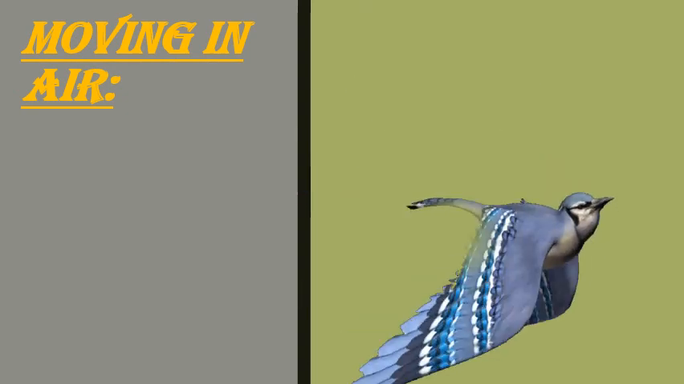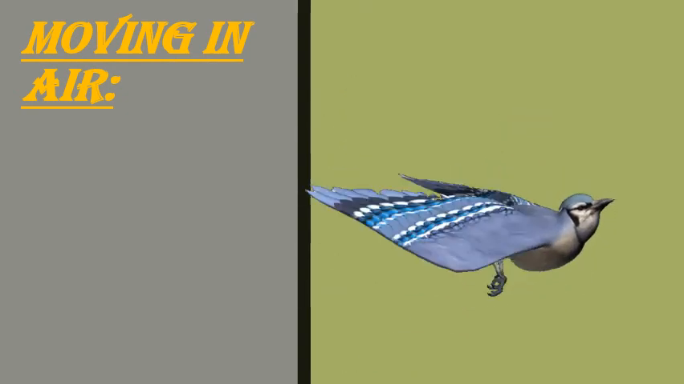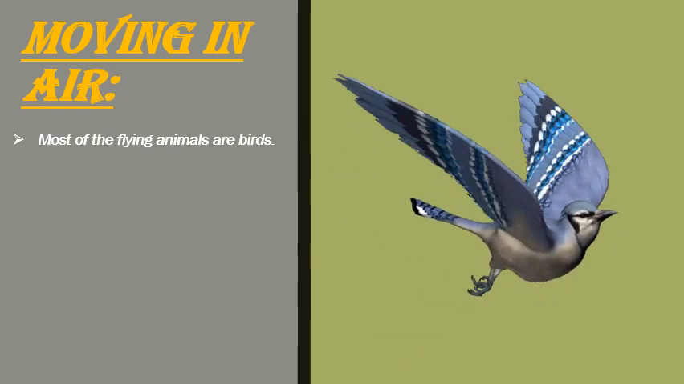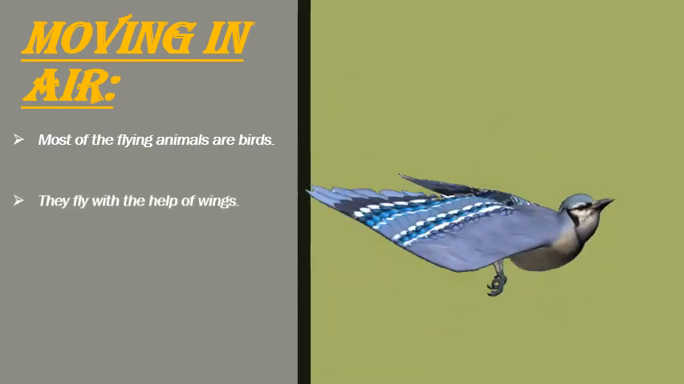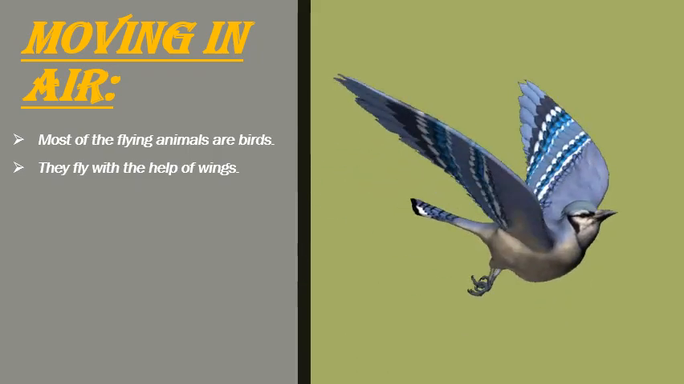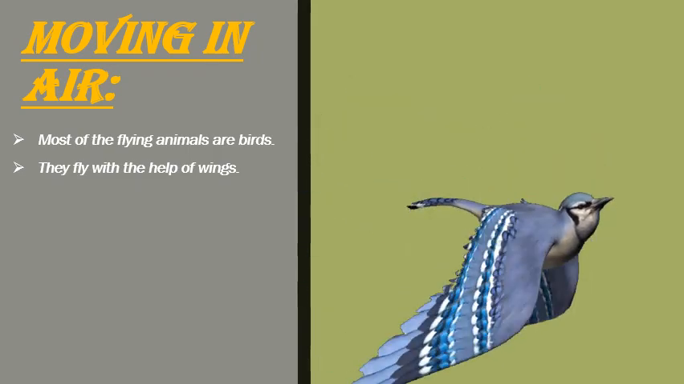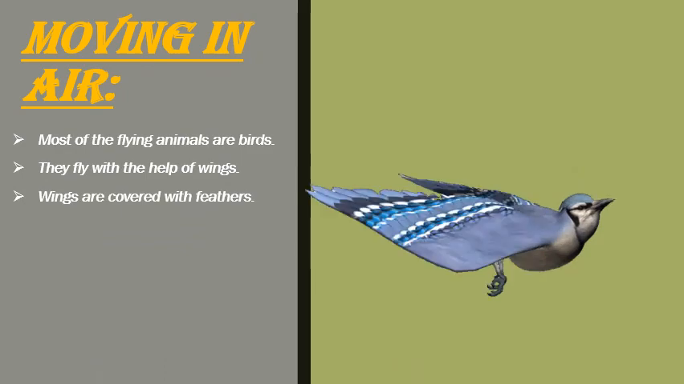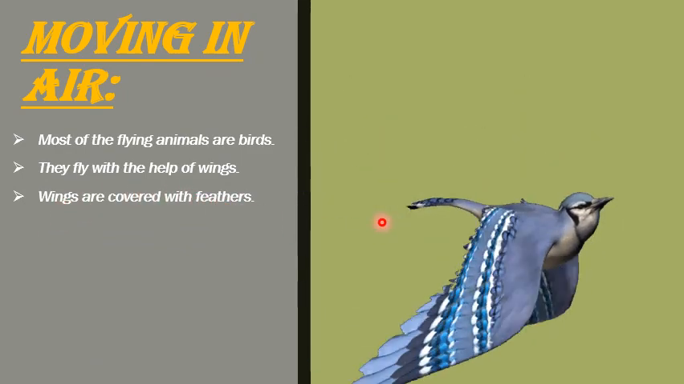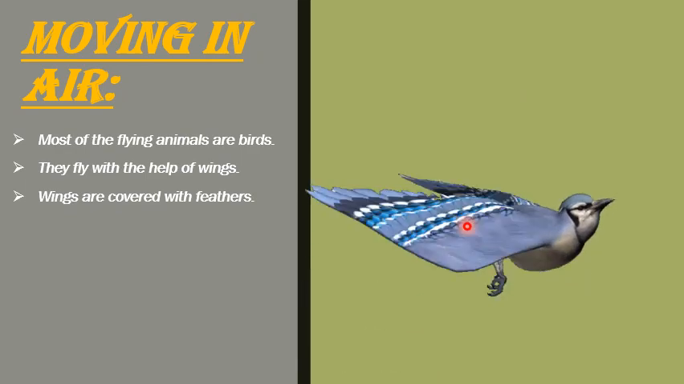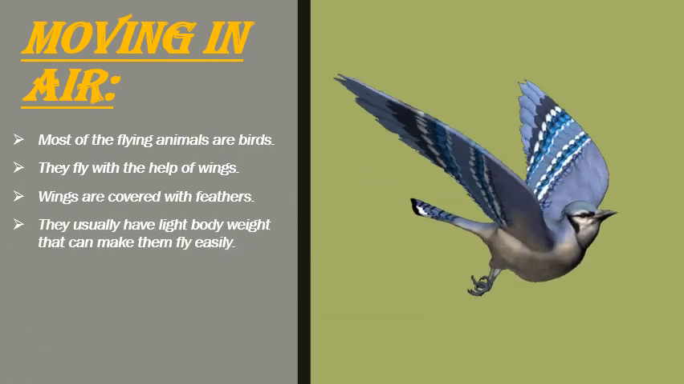So here comes the last type of animals according to the movement, and that is the animals moving in air. The animals moving in air are mostly birds, or we can say that most of the flying animals are birds. They fly with the help of their wings, and their wings are covered with feathers. So these are the wings and they are covered with feathers.